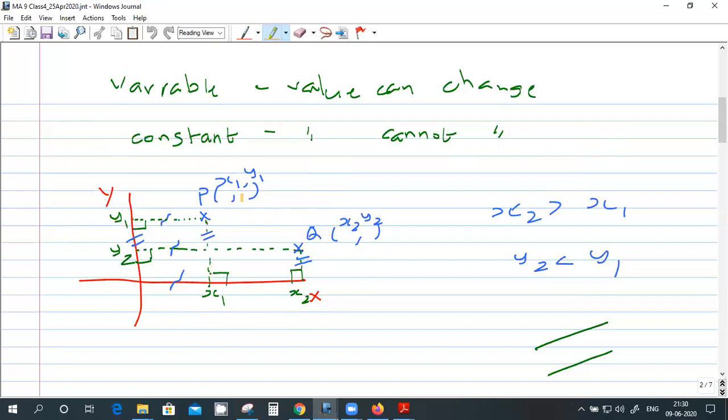So if you have a point x1, y1, then if I draw a perpendicular from that point to the x-axis, this length is x1. The coordinate of this point is x1, and this length is y1.